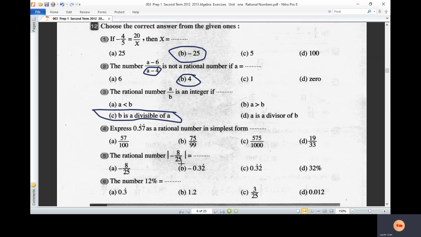Then to change it into a decimal, you will multiply by 4. So it will be 32 over 100. It will be 0.32. This one is wrong, and this one also, and this one. So the answer is 32%. The number 12% will be 12 over 100. When you simplify it, it will be 3 over 25.